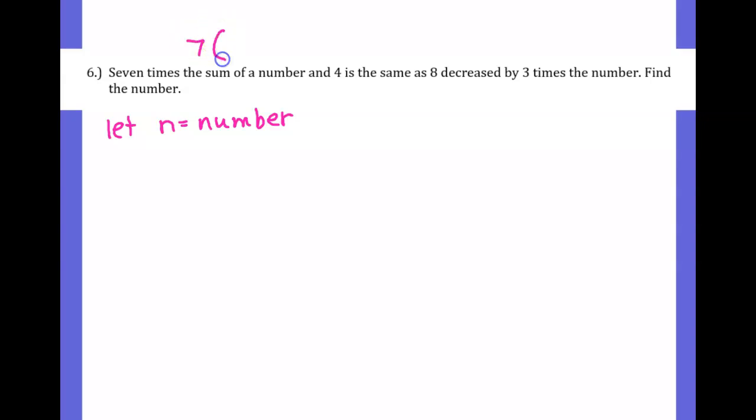Remember, when we take the sum of the number and 4, we've got to put it in parentheses because we're multiplying it by 7. 7 times that sum is equal to 8 decreased by 3 times the number. 8 decreased is subtraction, and 3 times the number would be 3n. So we can put it together like this.